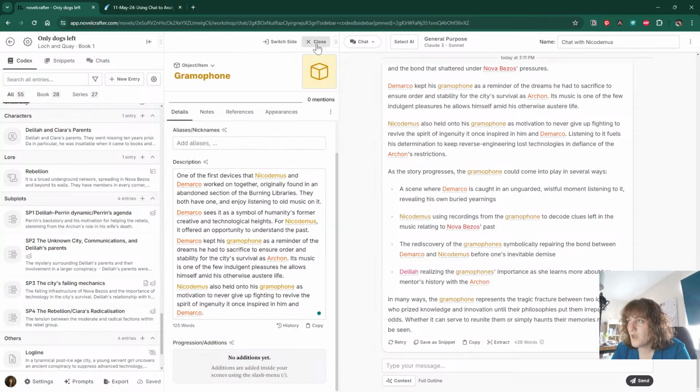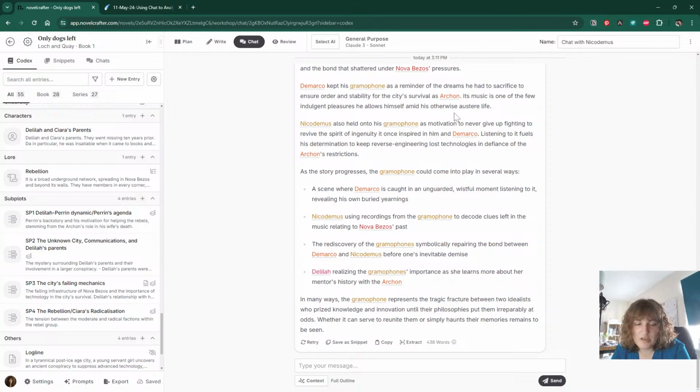Okay. But I like the idea, and it's a very visceral kind of thing. I can imagine music playing in the background while Nicodemus and Delilah are working on fixing stuff, and Delilah has never seen anything like that before, and then suddenly she sees one that the Archon has and she's amazed.